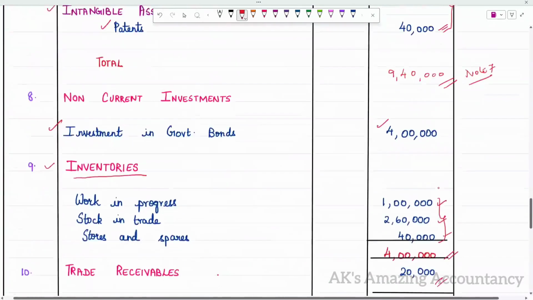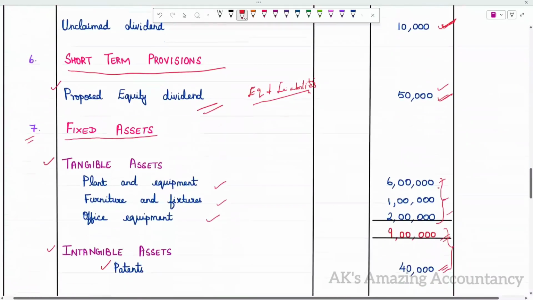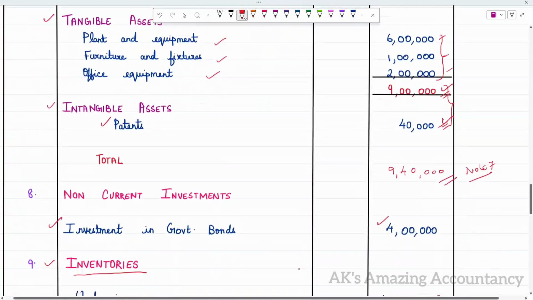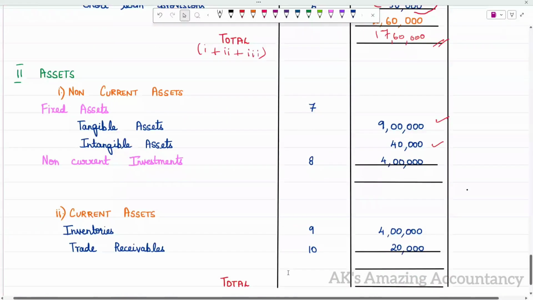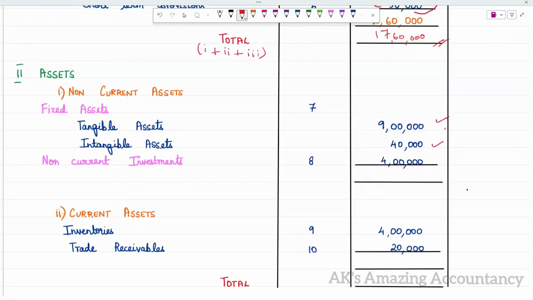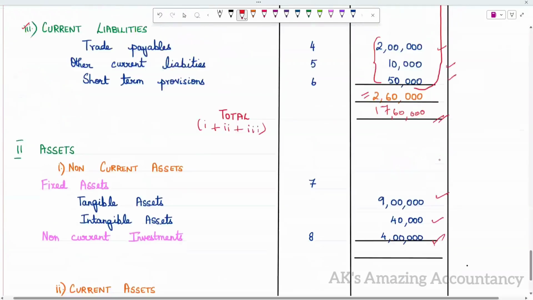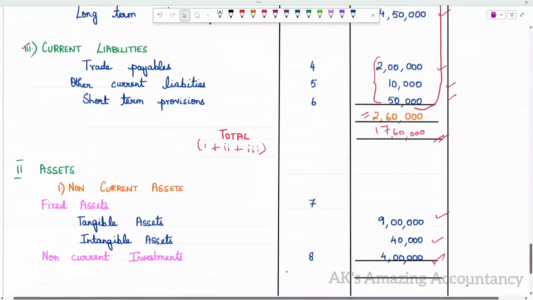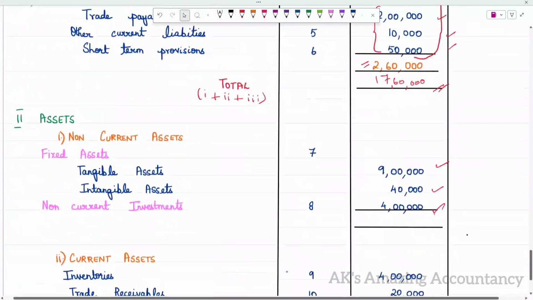Okay, have a look at this. Fixed asset, tangible is 9 lakh. Okay, intangible is 40,000. Put together it constitutes 9 lakh and 40,000. So that we have entered separately as tangible and intangible. Then note 8 is for non-current investment. How much is non-current investment? Let us have a look at the note 8. Non-current investment, investment in government bonds is 4 lakhs. So that again we have entered it. Non-current investment 4 lakh.